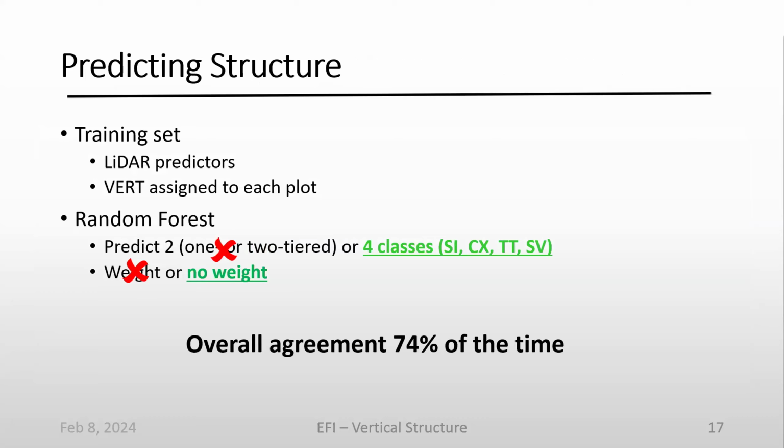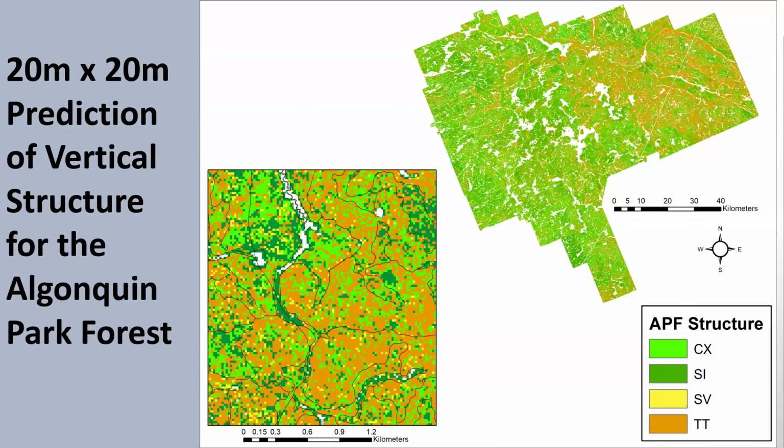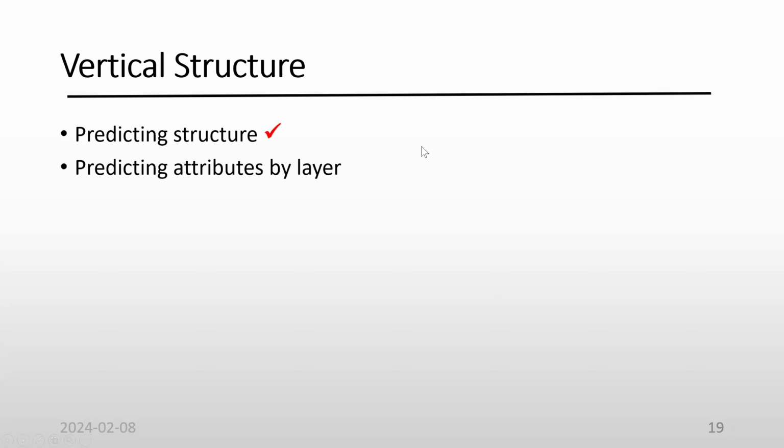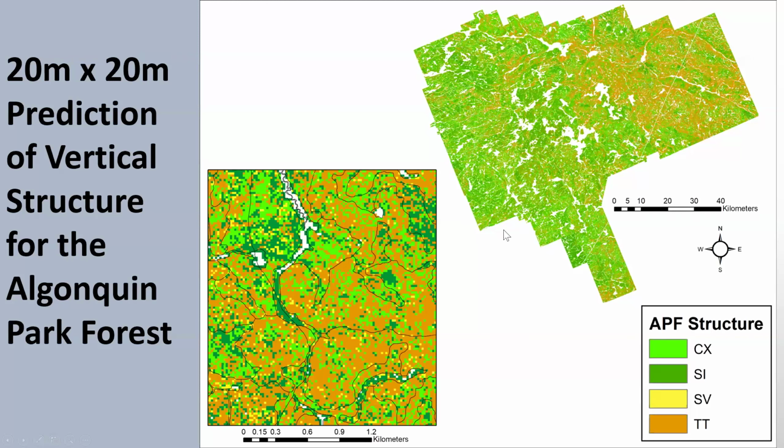Again, overall agreement on predicting vertical structure was about 3 years of the time. So we went and applied it to the Algonquin Park forest. Those calibration plots were used to predict structure for the forest, and in Algonquin Park, the southwest portion of the park tends to be more tolerant hardwoods and hemlocks, more selection management, where we would expect to see more complex and single tier conditions, and that's what we were seeing predicted. The northeast tends to be more white pine uniform shelterwood conditions, where we'd expect to see more two-tiered conditions, and that's what we were seeing.